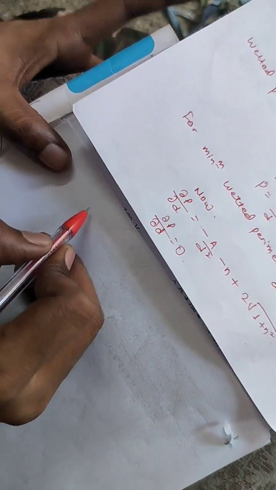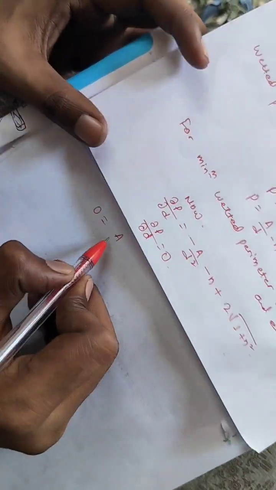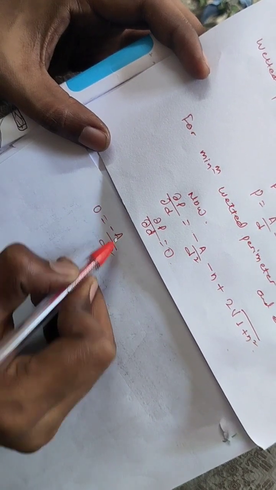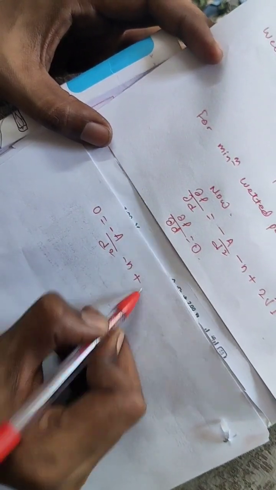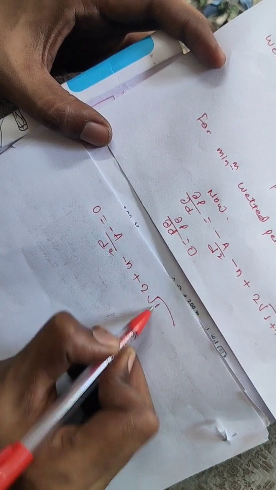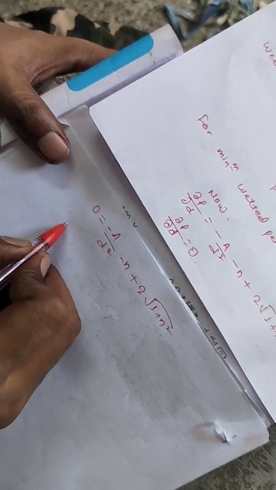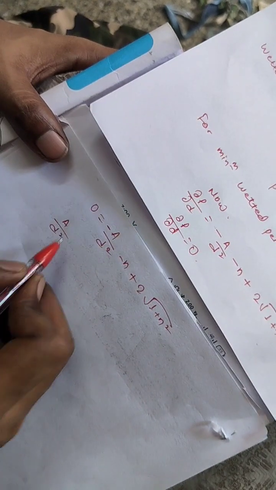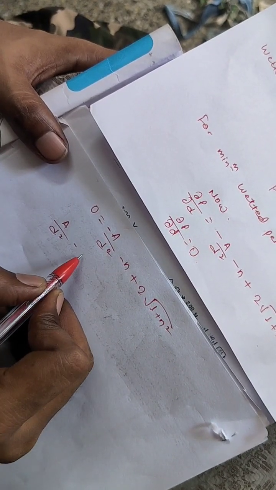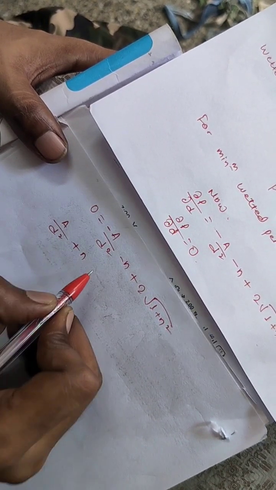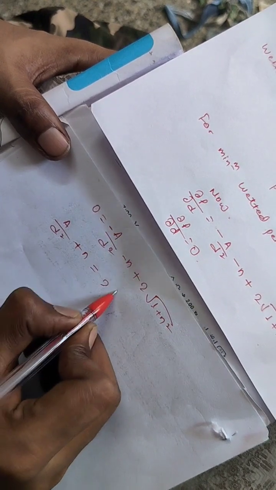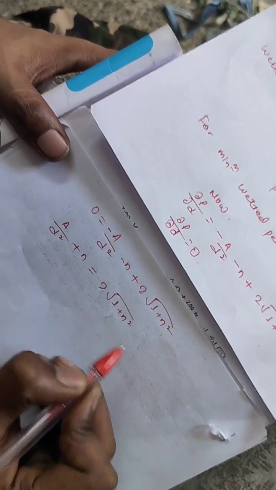0 equal to minus A by D square minus n plus 2 root under 1 plus n square, which if you take minus to one side, then A by D square minus n will be equal to 2 root under 1 plus n square.